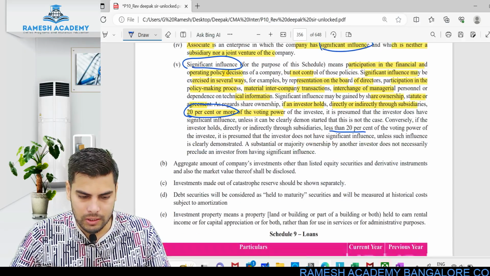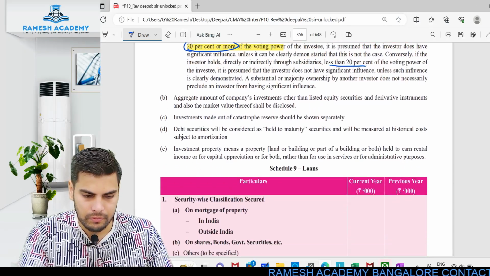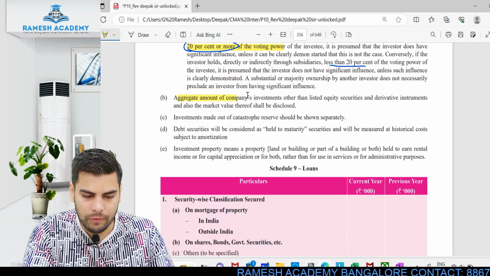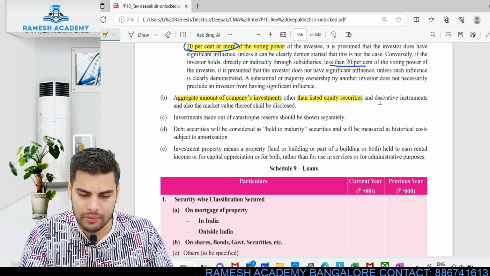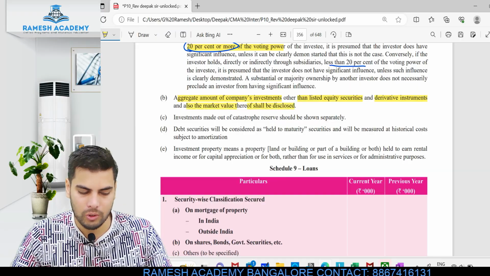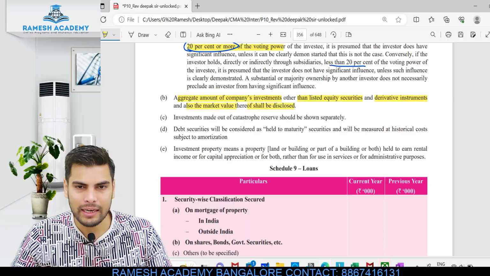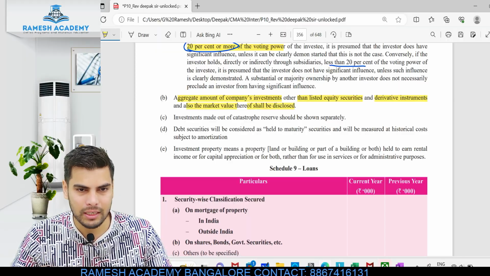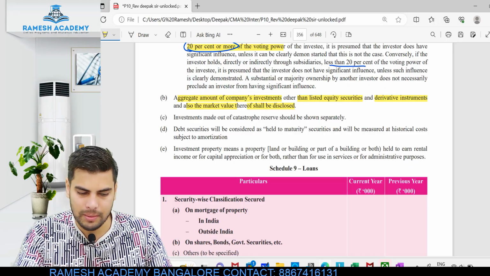Alright, so let's look into the next point. The aggregate amount of the company's investment other than listed equity shares and derivative instruments, and also the market value thereof, shall be disclosed. So what exactly is the aggregate value of the investment which we have made in the listed companies? Derivatives have to be separately disclosed.